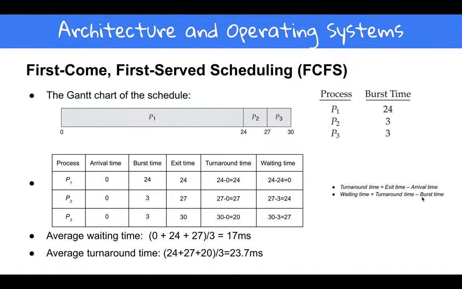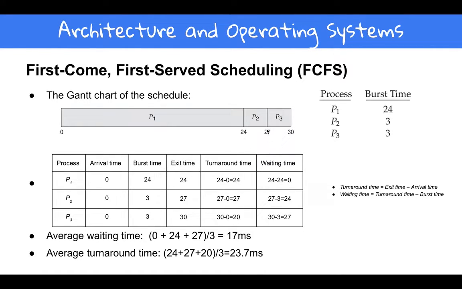Waiting time is the turnaround time minus burst time. So, the turnaround time for the first one minus the execution time, or sorry, burst time, gives us the waiting time. It's obvious: the first one, as soon as it arrived, actually got executed. So the waiting was 0 because the exit time was 24 and the burst time 24. 24 minus 24 is 0.